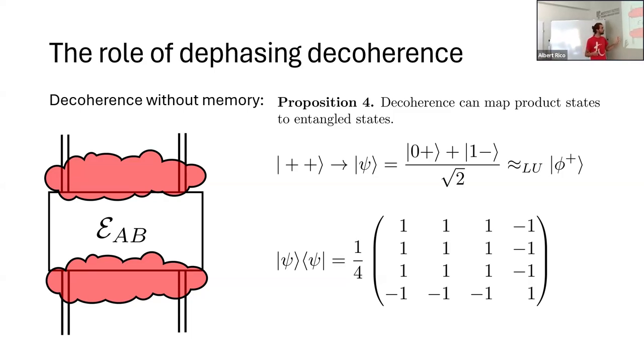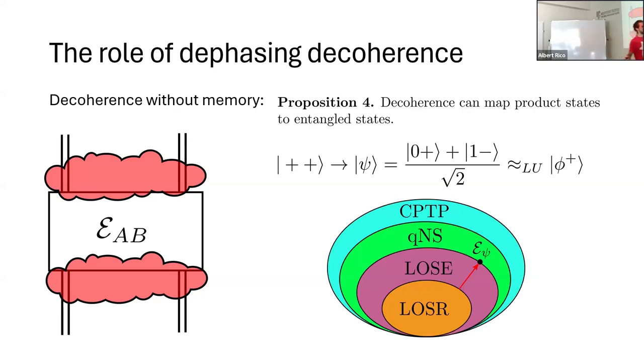So what we know is that the coherence without memory, okay, maybe it doesn't send it here, I don't know, but what we are sure about is that it sends it here. It takes all those operations, but it can send product states and entangled states. This is an entangling operation, right?